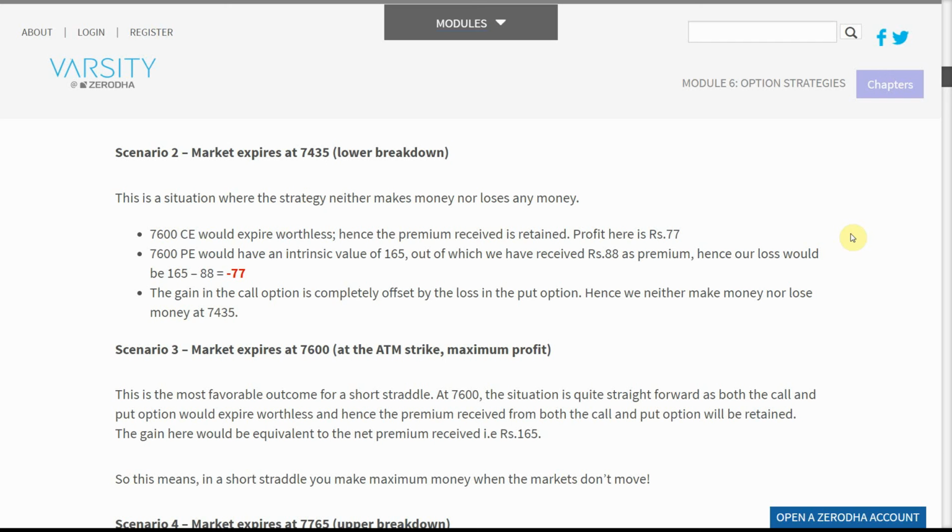7,600 PE would have an intrinsic value of 165, out of which we have received 88 rupees as premium. Hence our loss would be 165 minus 88 equals minus 77. The gain in the call option is completely offset by the loss in the put option. Hence we neither make money nor lose money at 7,435.